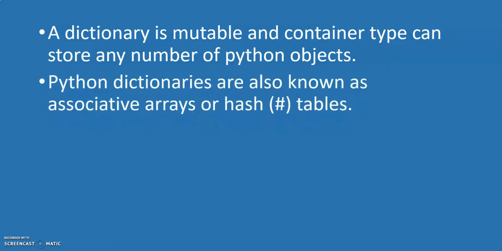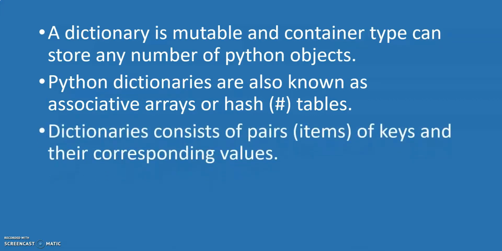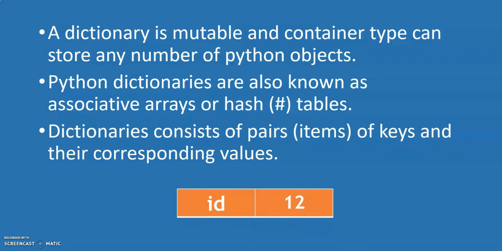Next, Python dictionaries are also known as associative arrays or hash tables. That means in dictionaries we use a hash function on the keys instead of indexes to obtain an element. So it's also known as a hash table. Next, for this hash table we have a pair of items, that is keys and their corresponding values. Let's see some example. ID: 12. Here ID is the key and 12 is the corresponding value of the key, that is ID.